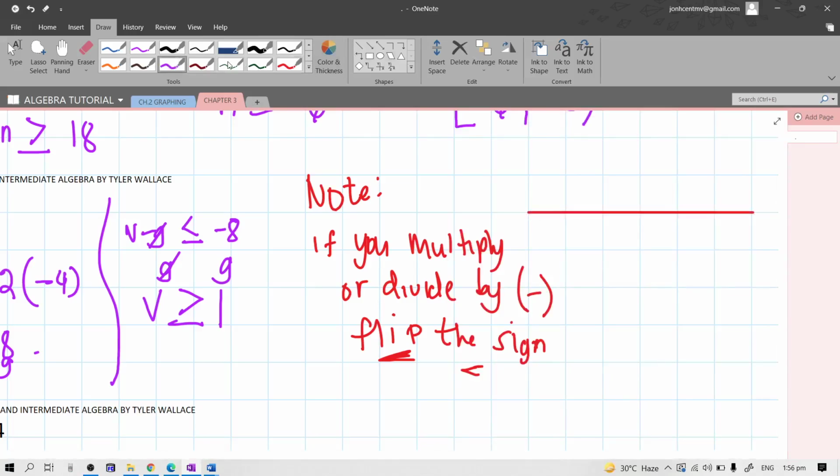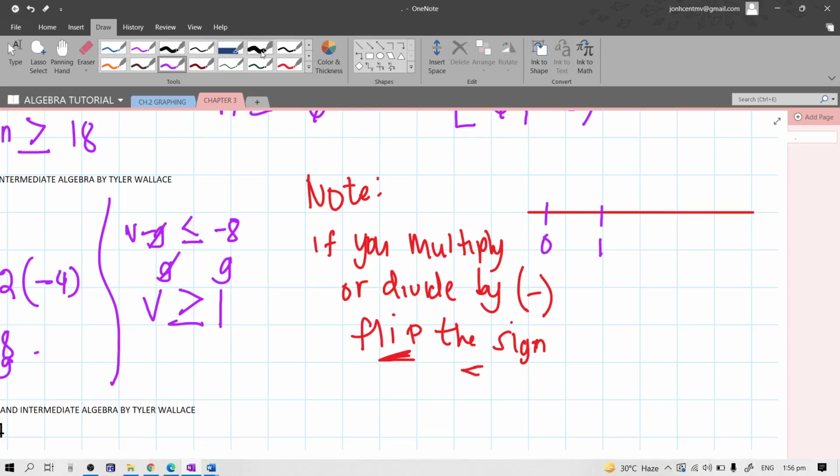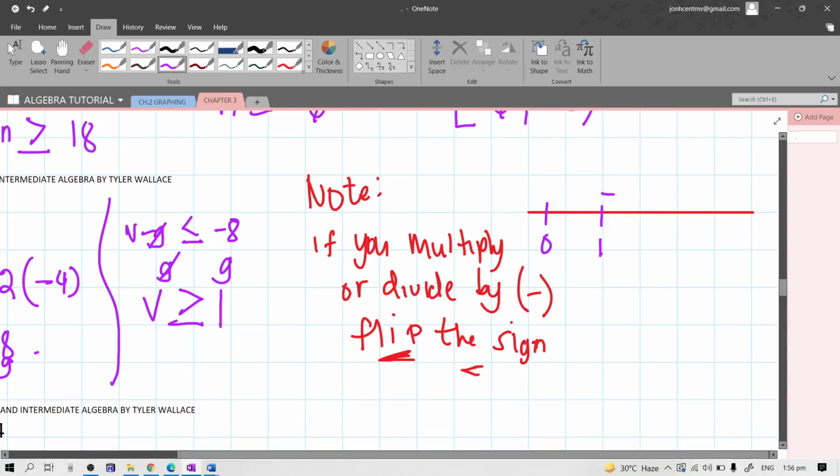Okay. So, to graph it, you will have 0, 1. So, mas malaki daw kay 1. So, therefore, we will use bracket dahil yan ay greater than or equal. Then, our interval notation here is 1, then infinity. Okay, so this is the answer. Ito and ito. So take note nyo yan, ha.